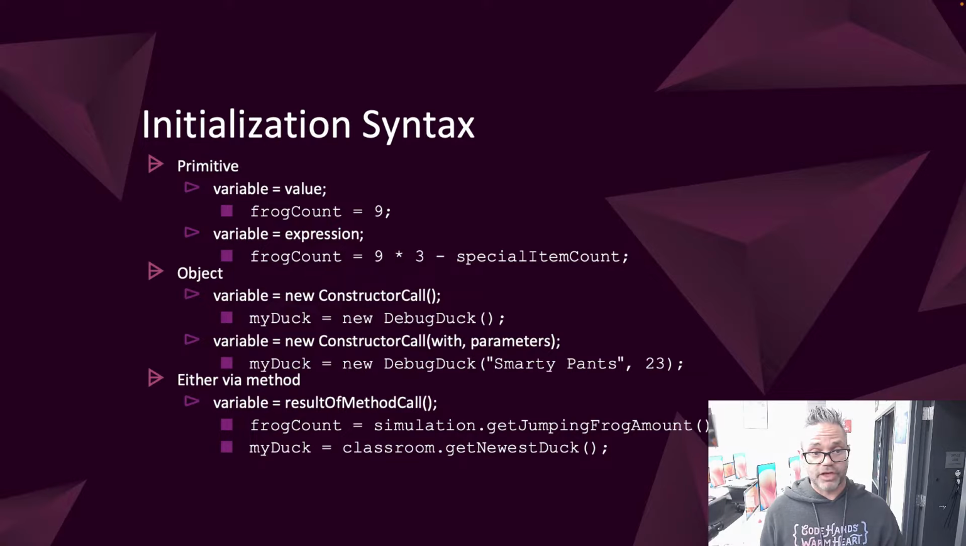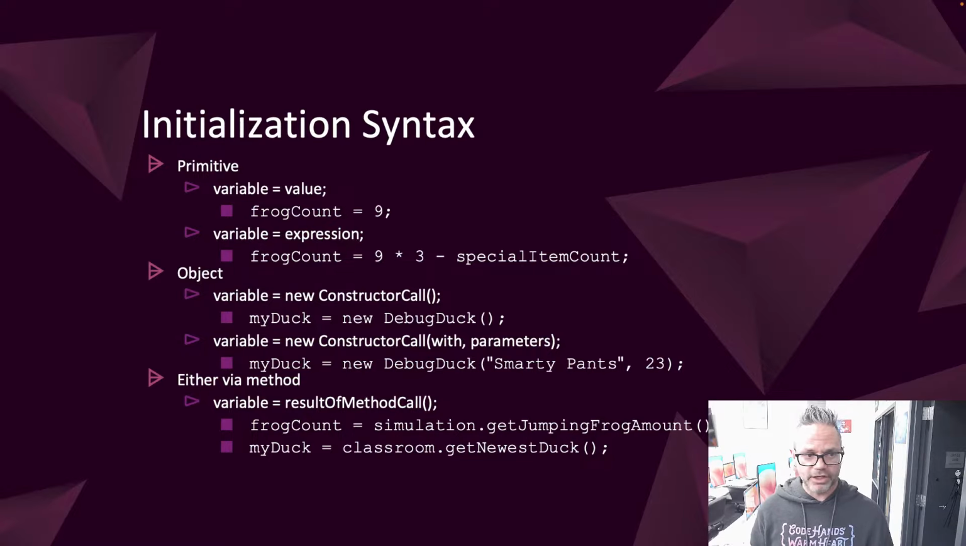For an object, we've got the idea of initializing with an actual value. We call it a constructor. And so we have variable equals new constructor call followed by the semicolon. So I have myDuck is equal to new DebugDuck. That's using the default zero-parameter constructor, so it simply assigns that value to it. Again, we have to have that new keyword because we're initializing a new object. Always a key thing when we're working with objects. I can also have a parameter-based call, so I have variable equals new constructor call with parameters.